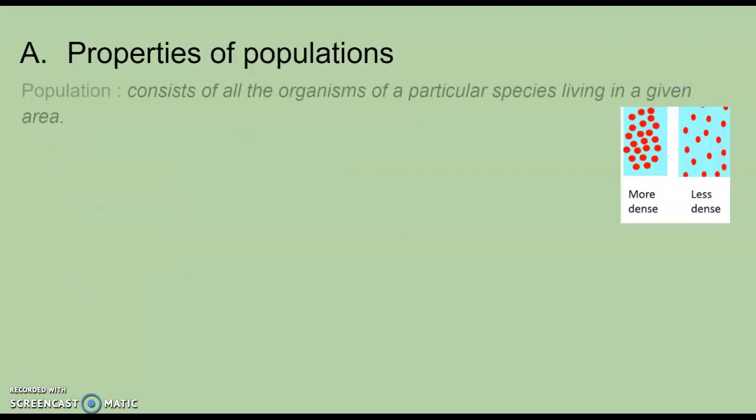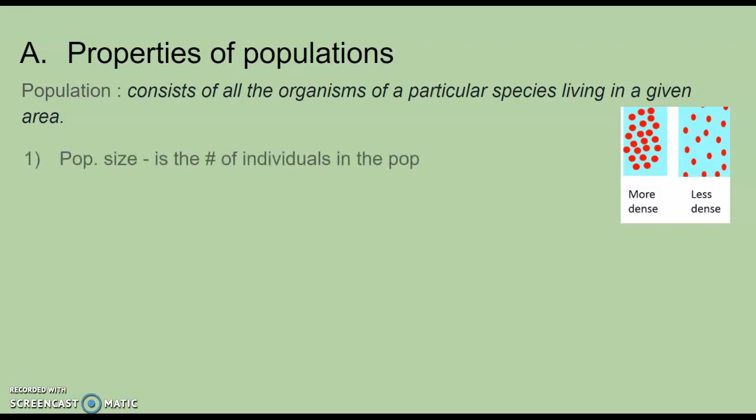Properties of populations. So what exactly is a population? A population consists of all the organisms of a particular species, so it has to be in the same species, living in a given area or a certain habitat. So one property of a population I can study is population size. This is just simply the number of individuals in the population. A second property I can study is population density.